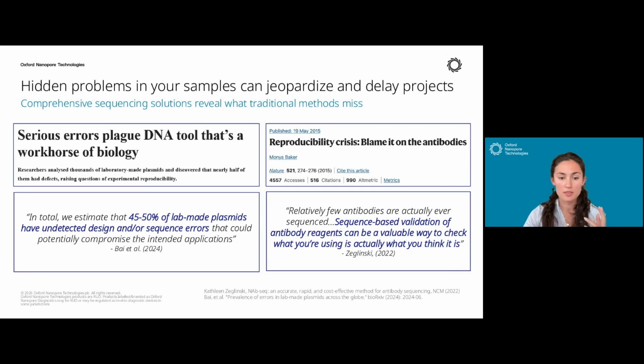Studies looking at things like lab-made plasmids have found surprisingly high rates of sequence design errors, while antibody research has faced very similar concerns around reagent identity and validation. The point here isn't necessarily the individual statistic. It's all around what happens next. If something is potentially wrong or poorly characterized early, that uncertainty doesn't disappear as you move downstream. It can carry into experiments, engineered cell lines, and ultimately much more expensive development decisions.